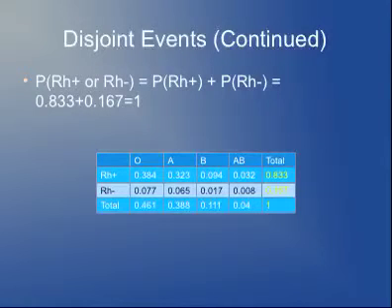Or another possible example, say you wanted to know the probability of being Rh positive or Rh negative. Well, in that case, the probability of being Rh positive is 0.833, the probability of being Rh negative is 0.167, which adds up to 1, which of course makes sense because you have to be either one or the other, so the probability that you're either one or the other is of course equal to 1.